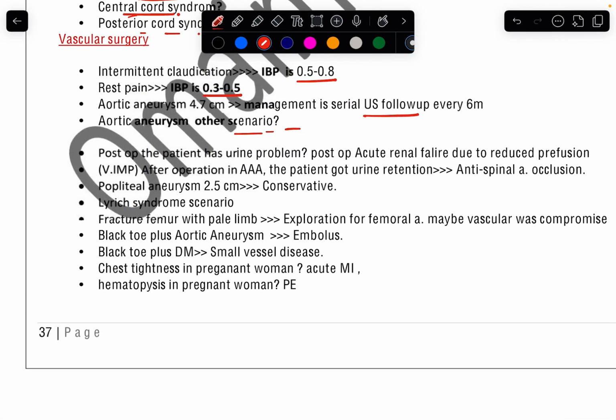Post-operative patient has a urine problem: post-operative acute renal failure due to reduced perfusion. Very important after operation, aortic surgery, urine retention, anterior spinal artery occlusion.